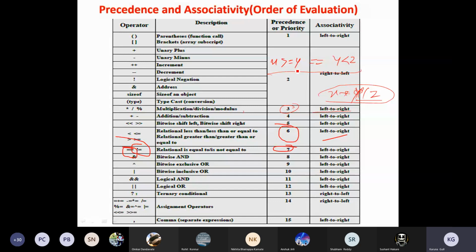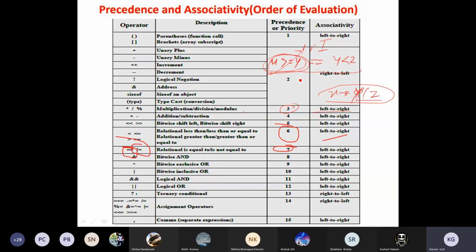Make it fast, everything is in front of you, the chart is also in front of you. Which has to be evaluated first? X greater than or equal to y. This is evaluated first. Let us assume it gives me the result as true.